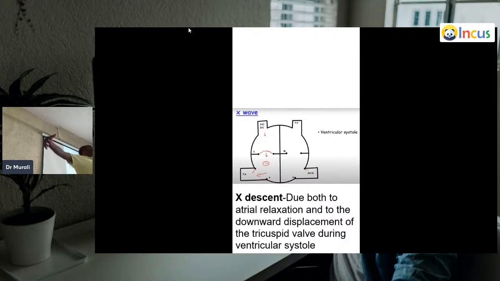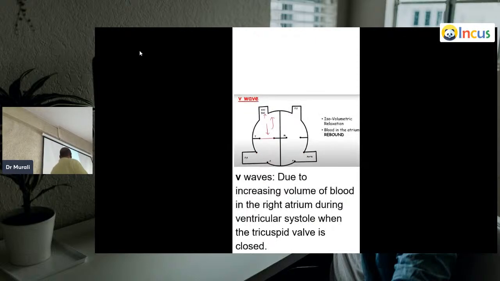Because of the relaxation of the atrium, getting ready itself to get filled from the great veins, during that time the pressure in the atrium will fall down. And that fall is called as X descent. X descent is because of atrial relaxation. X descent occurs during the time of systole or diastole? Systole. When the ventricle is undergoing systole, atrium is relaxing. Right? So that is what you need to basically remember.